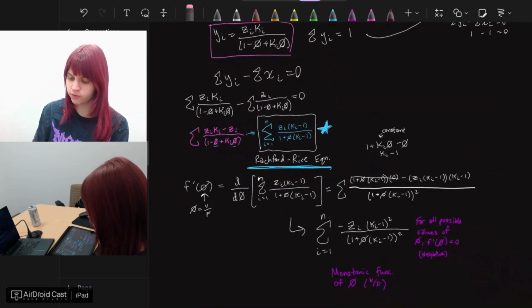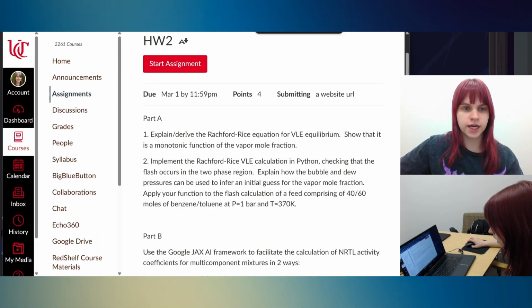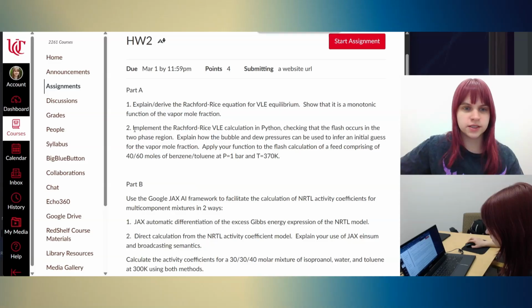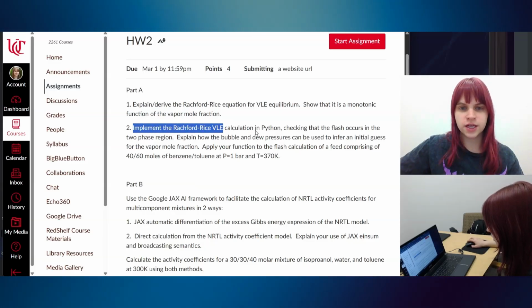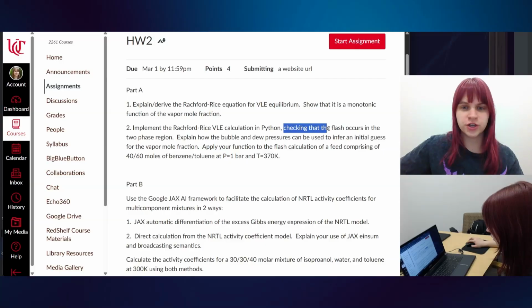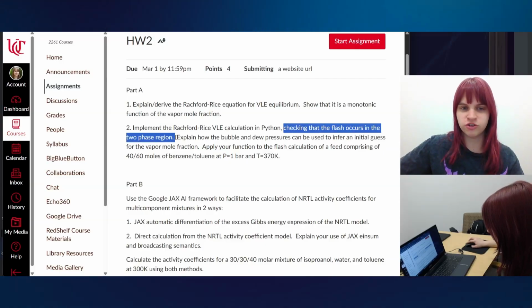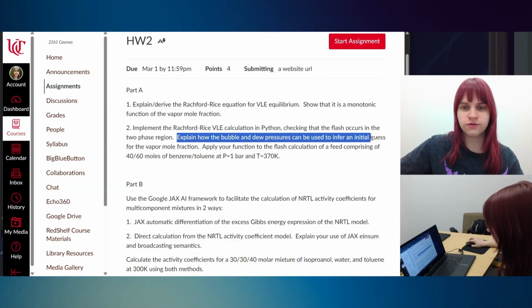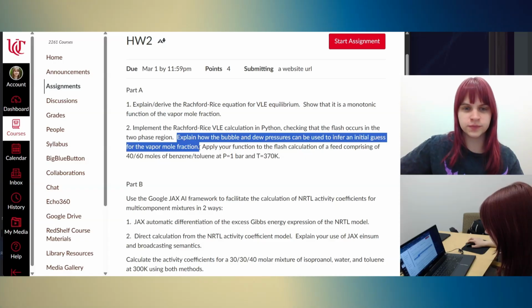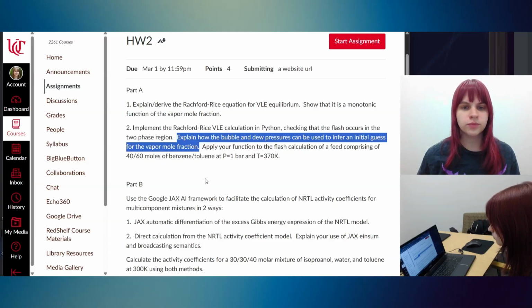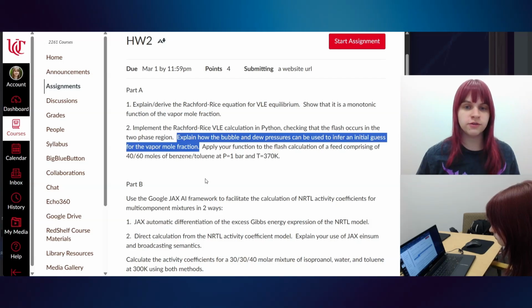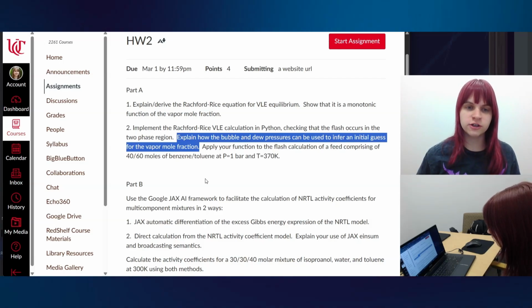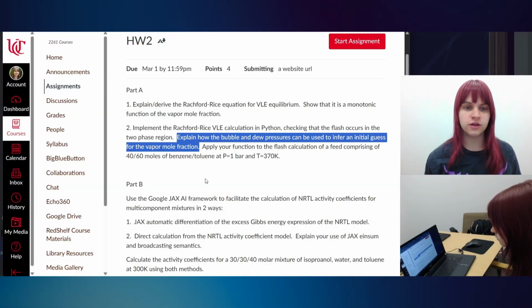And for our next step, we are going to jump into Python. The first thing we want to do now is to implement the Rachford-Rice VLE calculation in Python and check that the flash occurs in the two-phase region. We also are going to explain how the bubble and dew pressures can be used to infer an initial guess for the vapor mole fraction. We know that at the bubble point pressure, phi, the vapor mole fraction, is equal to 0, while at the dew point pressure, it is 1.